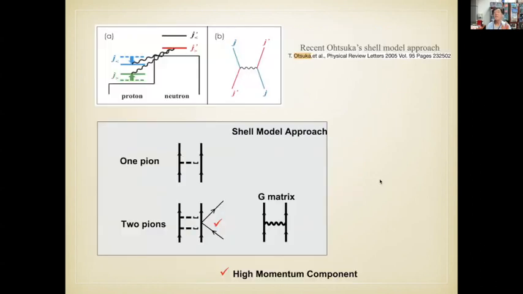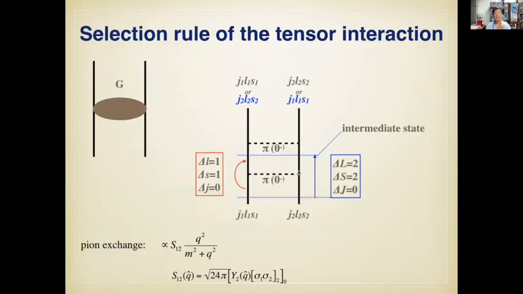Now, recently, Osaka made a shell model approach to the tensor interaction. What he did is he used only this. So in the shell model, the many-particle exchange is just replaced by a G matrix. The G matrix is one effective interaction, but the point is there's no inner line. So that's a really important part. You can make an effective interaction, but without this high momentum component.